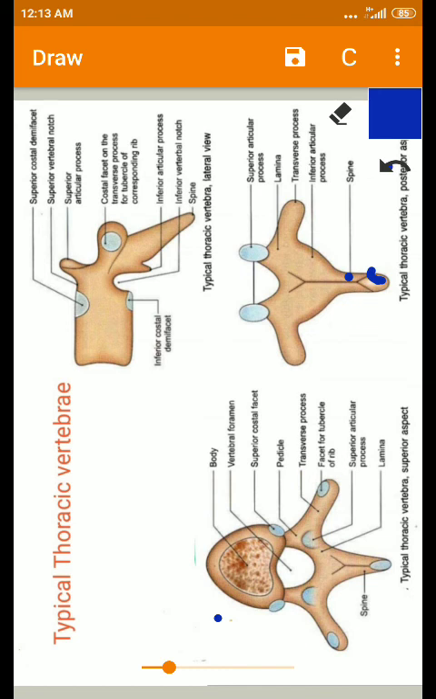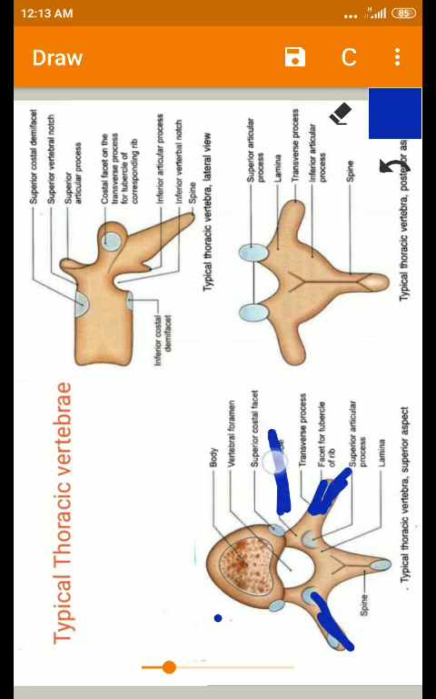Now the last part remaining in the typical thoracic vertebrae is the transverse processes. These transverse processes are big in size and also club shaped. They are directed laterally and backwards. They are directed laterally as well as backwards, not like this.